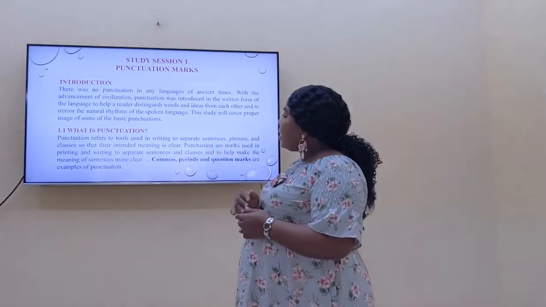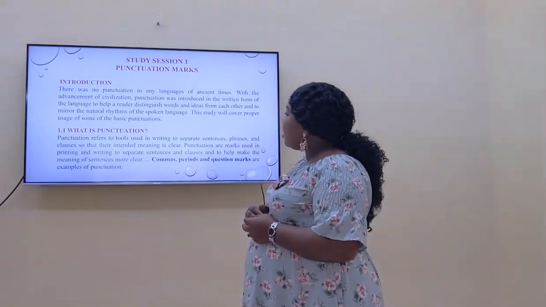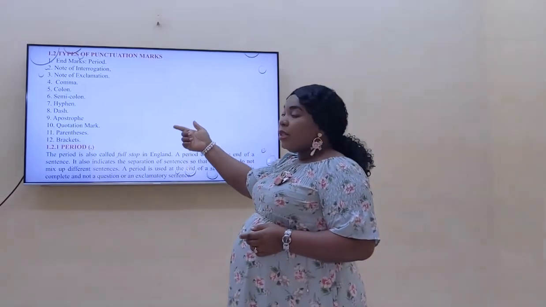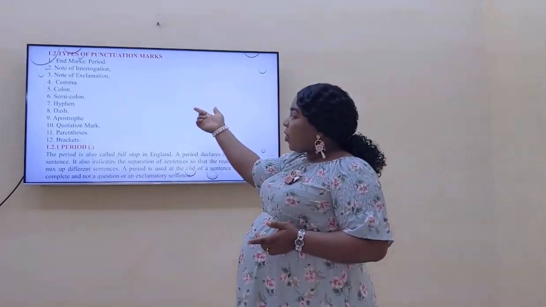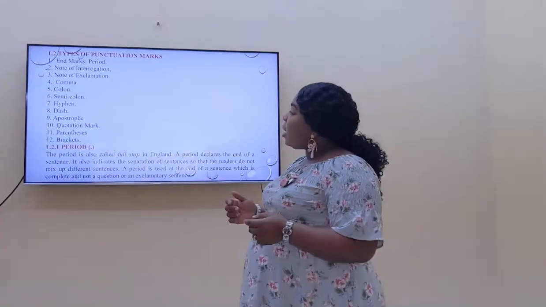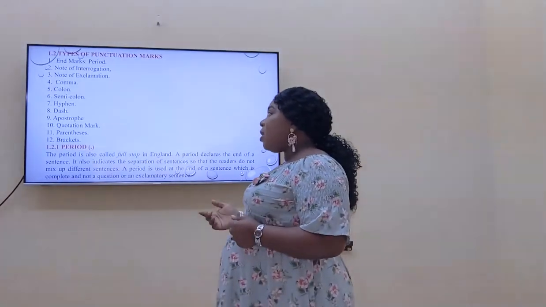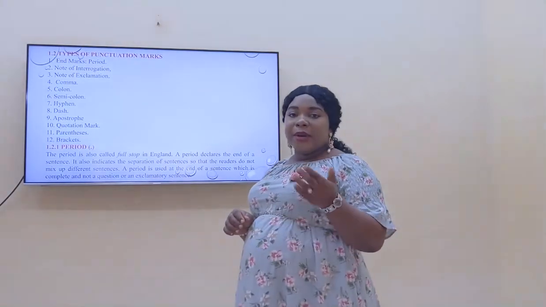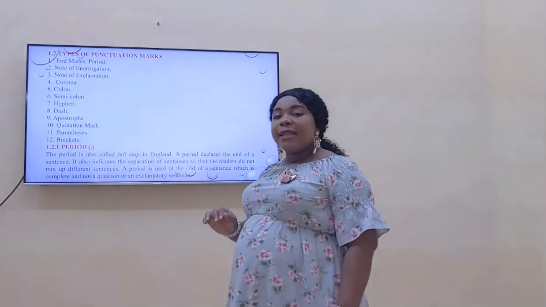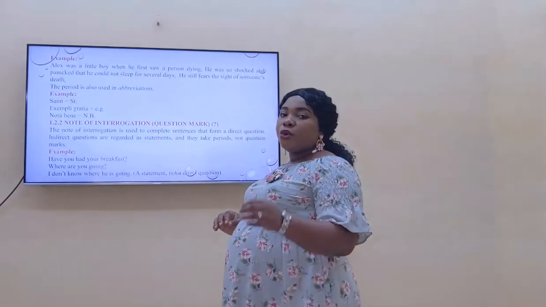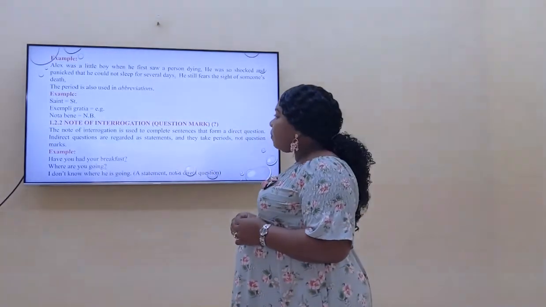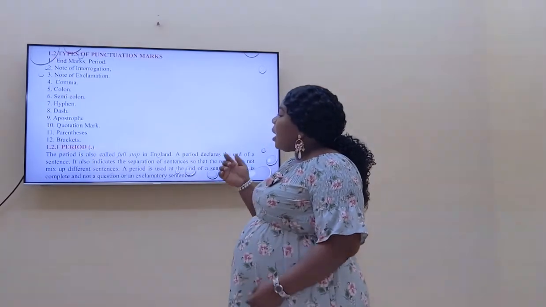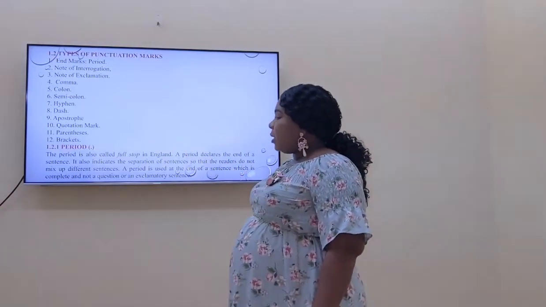We have some of these punctuation marks as end marks, which are called period, note of interrogation, note of exclamation, comma, colon, semicolon, hyphen, dash, apostrophe, question mark, parentheses, and brackets. So we're going to be taking them one after the other to know what exactly they mean. Okay, the first one is period.